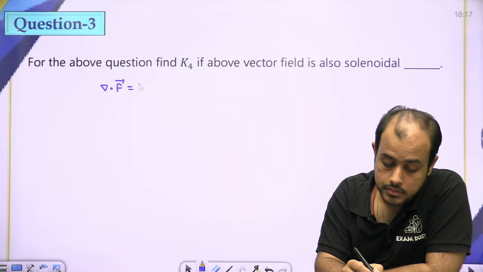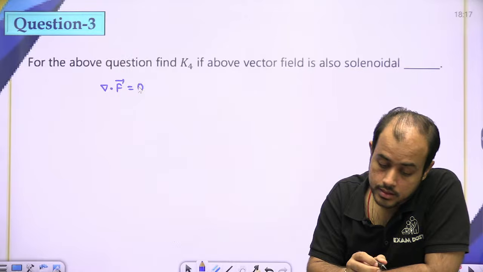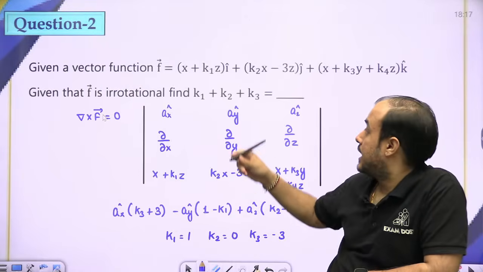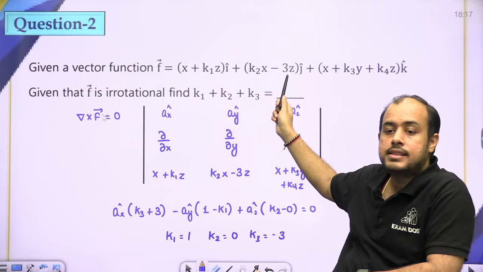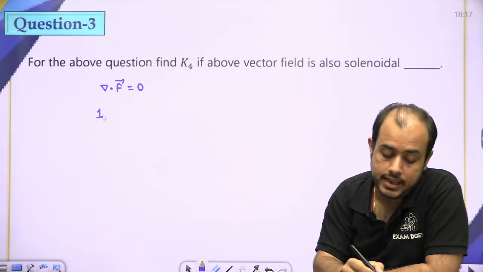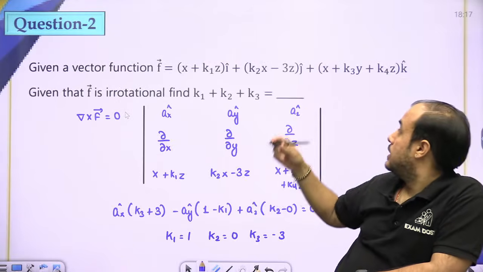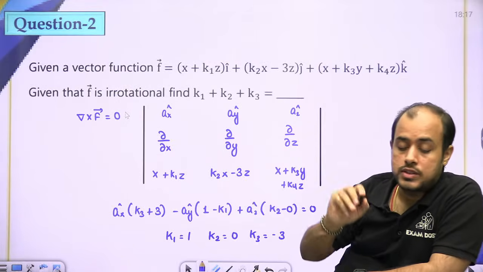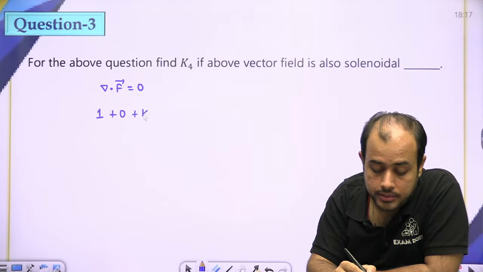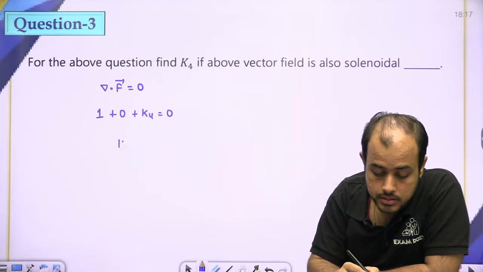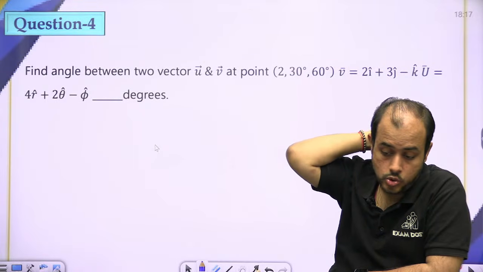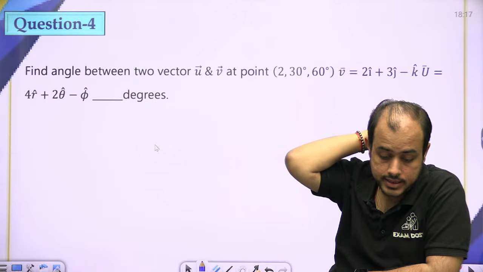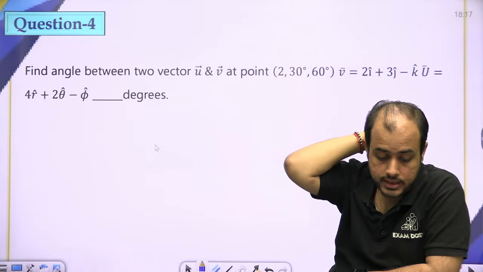One. The derivative of the first term with respect to x is 1. Second term with respect to y, 0. Third term with respect to z is k4. Angle between two vectors at 2, 30 degree, 60 degree, v vector and u vector.